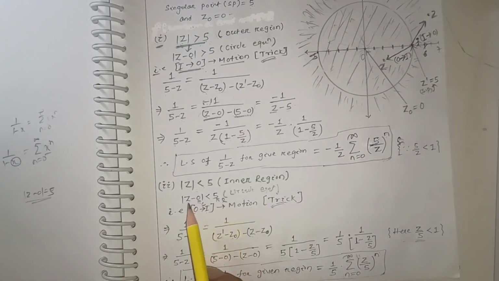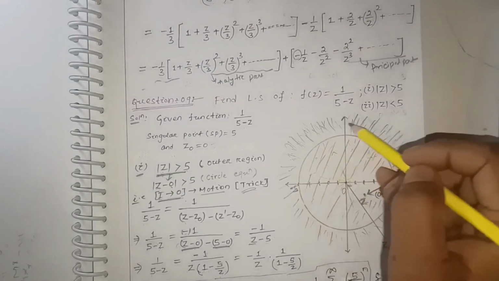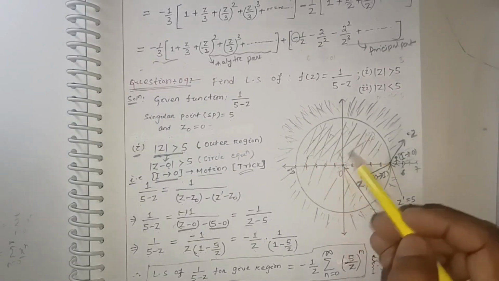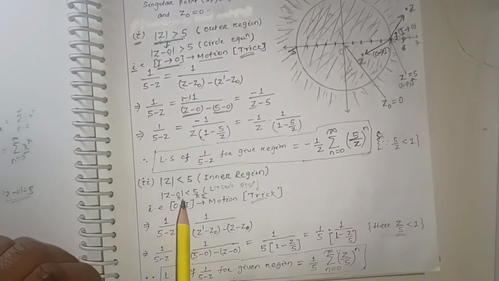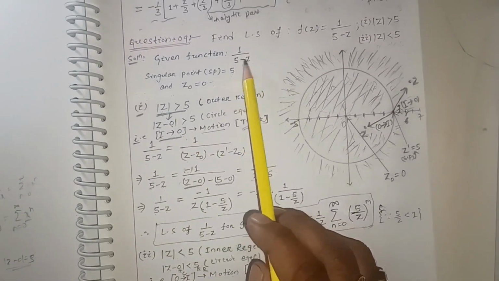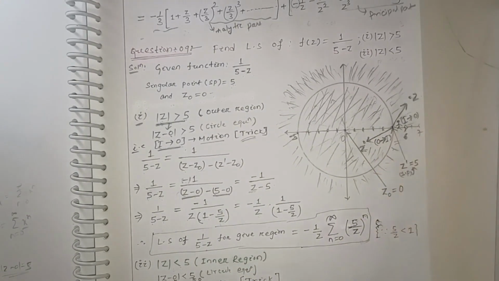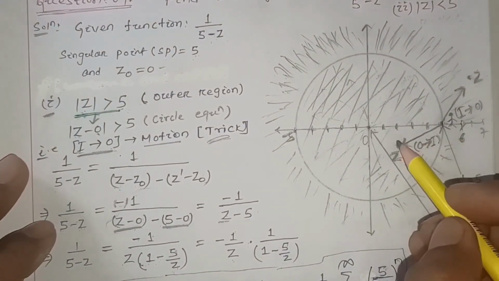So for this case we have to consider the region which is less than 5, because in the question it has been given that we have to consider mod z less than 5. If mod z minus 0 equals 5, this is purely a circle equation. But as it is given less than 5, we have to consider the inner region. For this function 1 by 5 minus z, where is the singular point? The singular point is at 5. You are standing here and trying to move inside this region to any point.